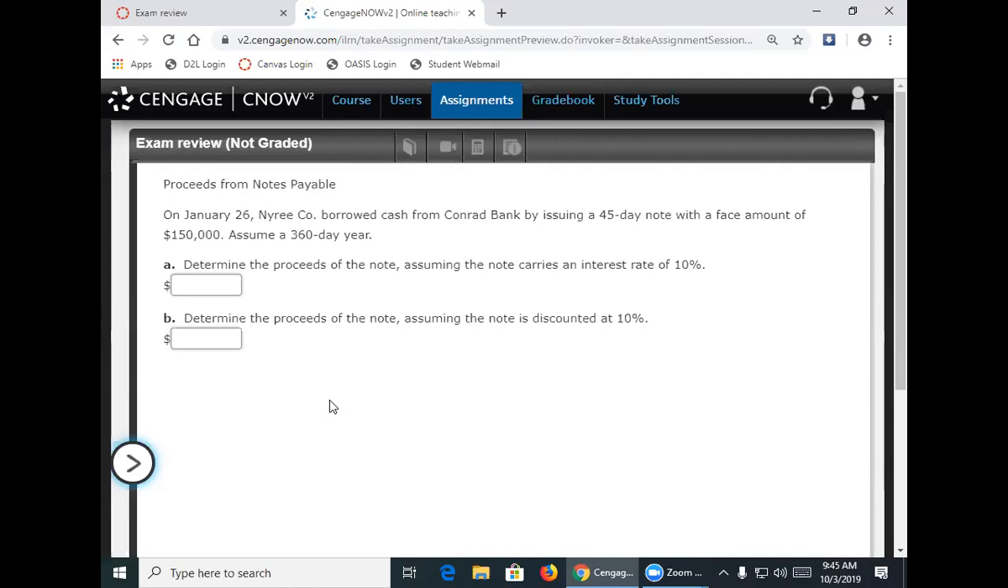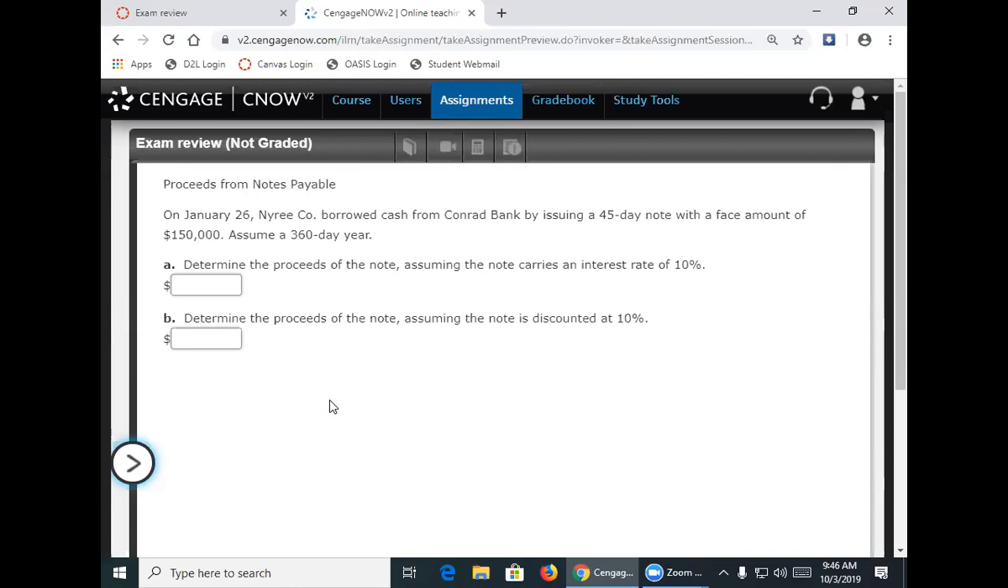If you're on Canvas, this is called exam review. It's non-graded, but hopefully helpful. These will be similar to what you'll see on the exam. On January 26th, Nairi Company borrowed cash from Conrad Bank by issuing a 45-day note with a face amount of $150,000. We just want to determine the proceeds. You already told me what the proceeds meant. That's the cash we're receiving, right?